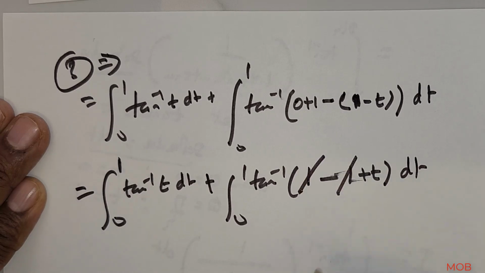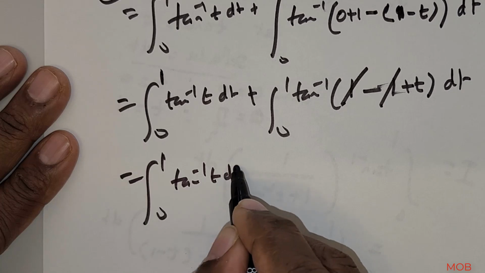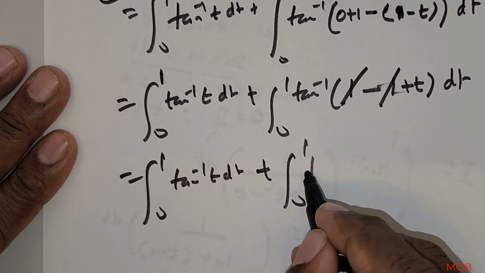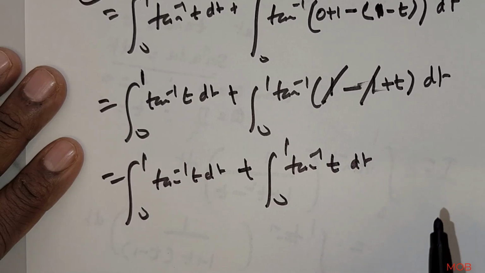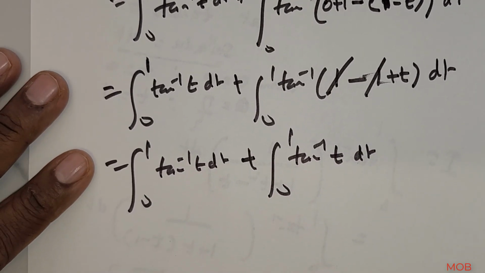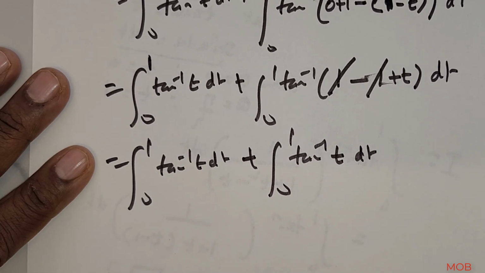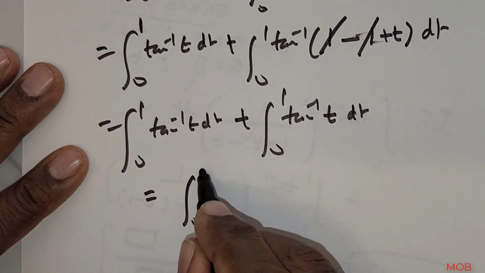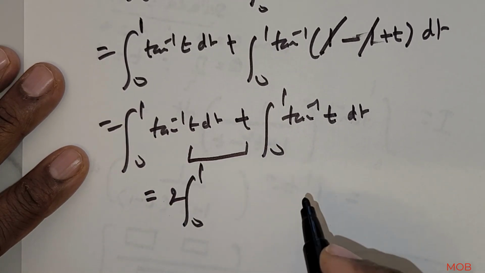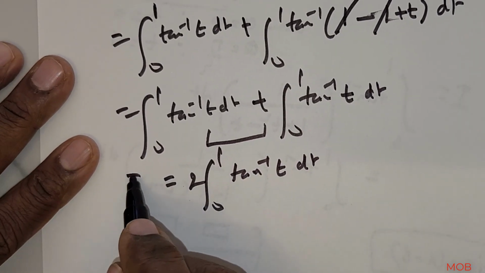So positive 1 negative 1 goes off, giving me integral 0 to 1 tan inverse of t dt positive integral 0 to 1 tan inverse of t times dt. So this is what we have got. So now we will have to add these two things. If I add these two things, this is going to be integral 0 to 1, 2 times tan inverse of t dt, and on the left I got I.